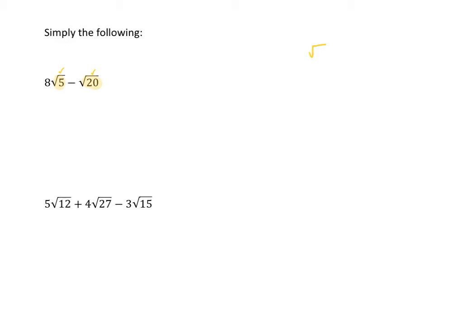So having a look at the square root of 20, the factors of 20 that I can use are going to be 4 times 5, because I know 4 is a perfect square. So that is going to equal the square root of 4 times 5, which is equal to the square root of 4 times the square root of 5, which is equal to 2 times the square root of 5. So now I can rewrite my original expression with my updated simplified value. So that's going to equal 8 times the square root of 5, subtract 2 times the square root of 5.